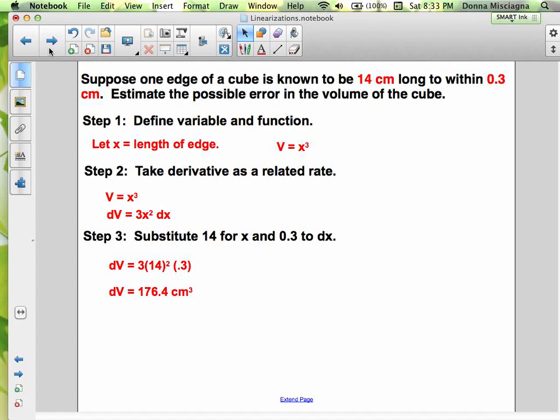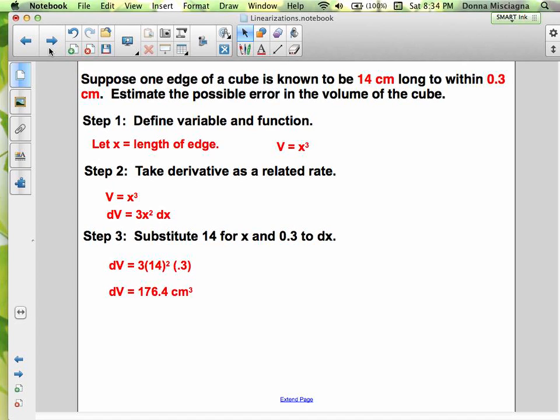All right, so our change in x is given to us within 0.3 of a centimeter. That's our change in x. 14 is the value of x. That's what our starting value is. So what happens? How much will the volume change? If we change the side length by just 0.3 of a centimeter, well, we're going to change the volume by 176.4 centimeters cubed.